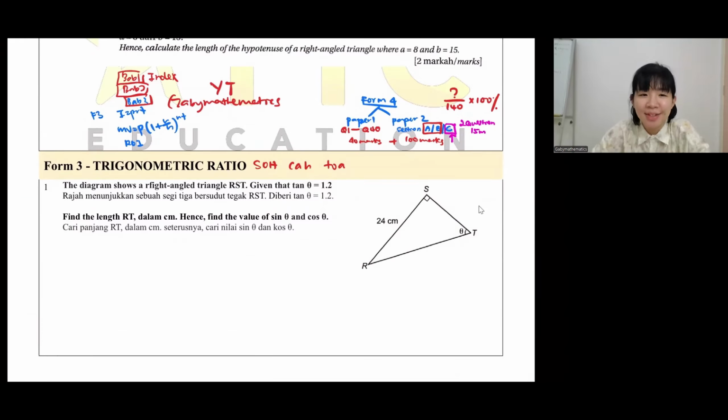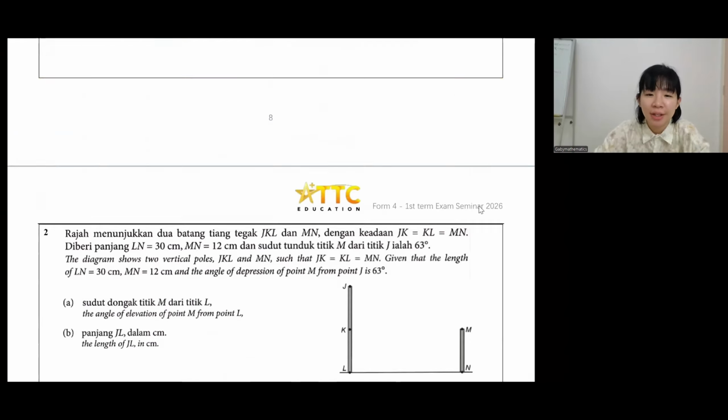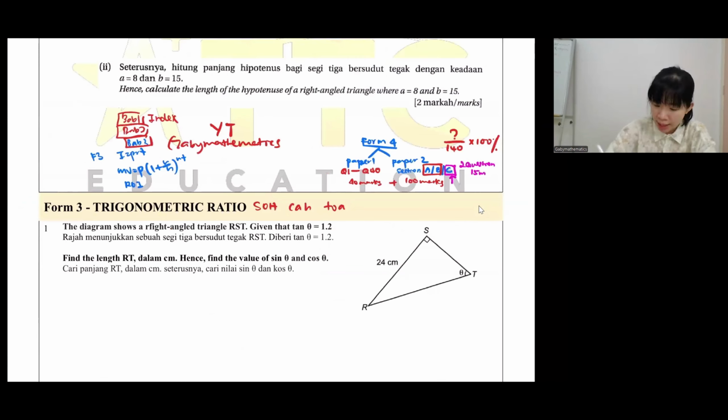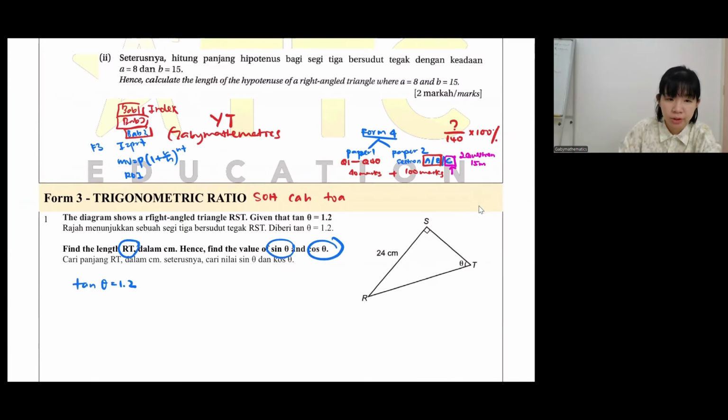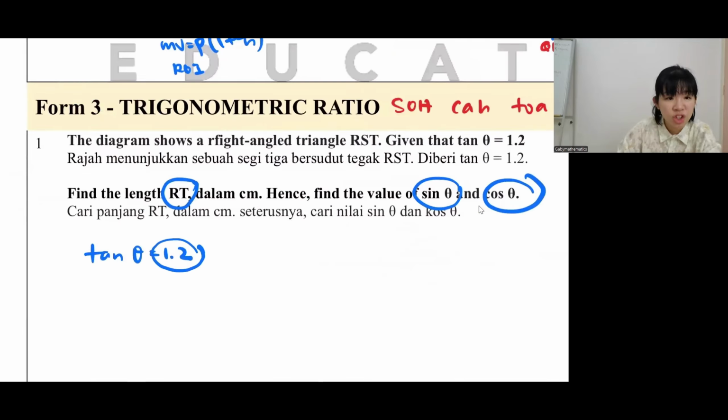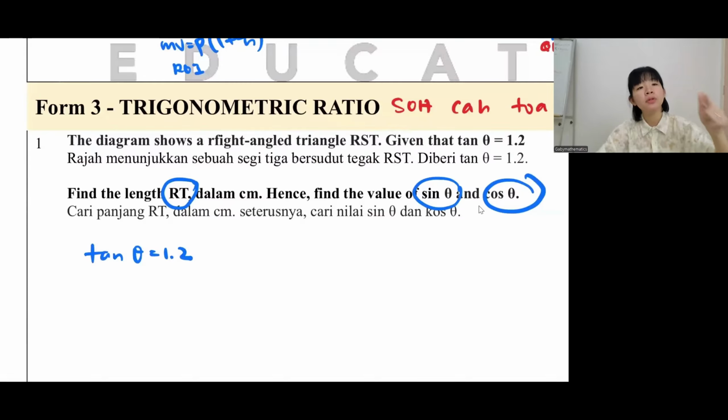Okay, now let's go to this topic, trigonometry. We do a few questions, then we move on. Now, so ha tua, okay, first question. The diagram shows a right angle triangle, given that tangent theta is 1.2. So they give us tangent theta 1.2. At the end, we need to find the length of RT. We need to find the value of sine theta and cos theta. Okay, first, if they give us 1.2, change to a fraction first. Pecahan. Okay, use the calculator. 1.2, if I change it to a fraction, how much is it?